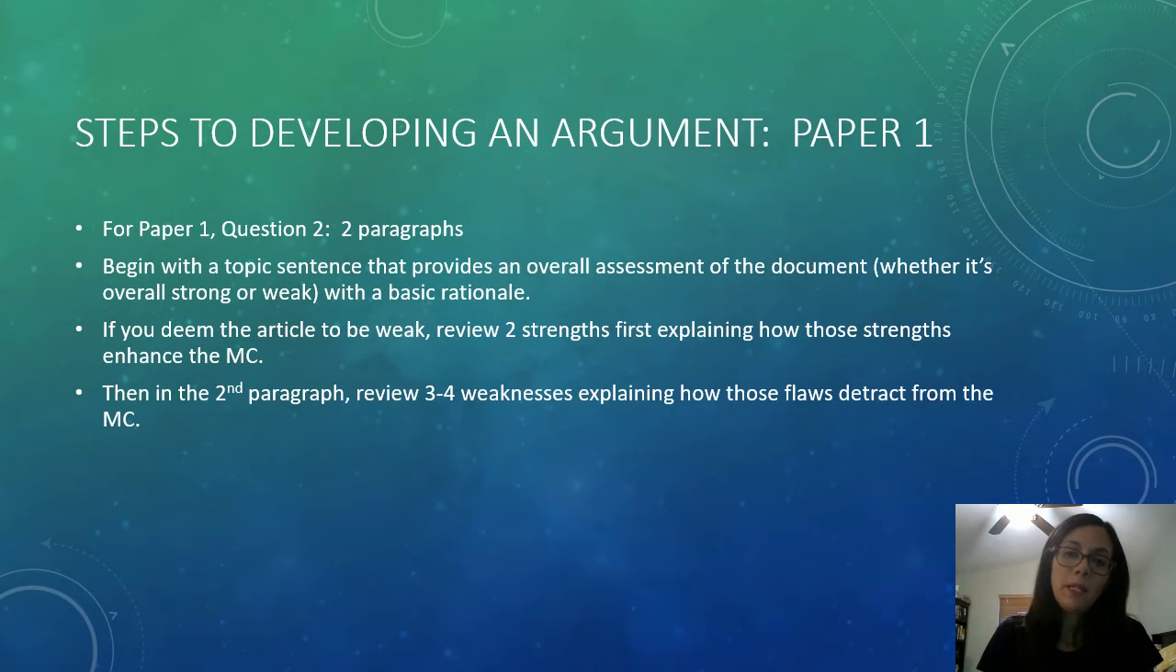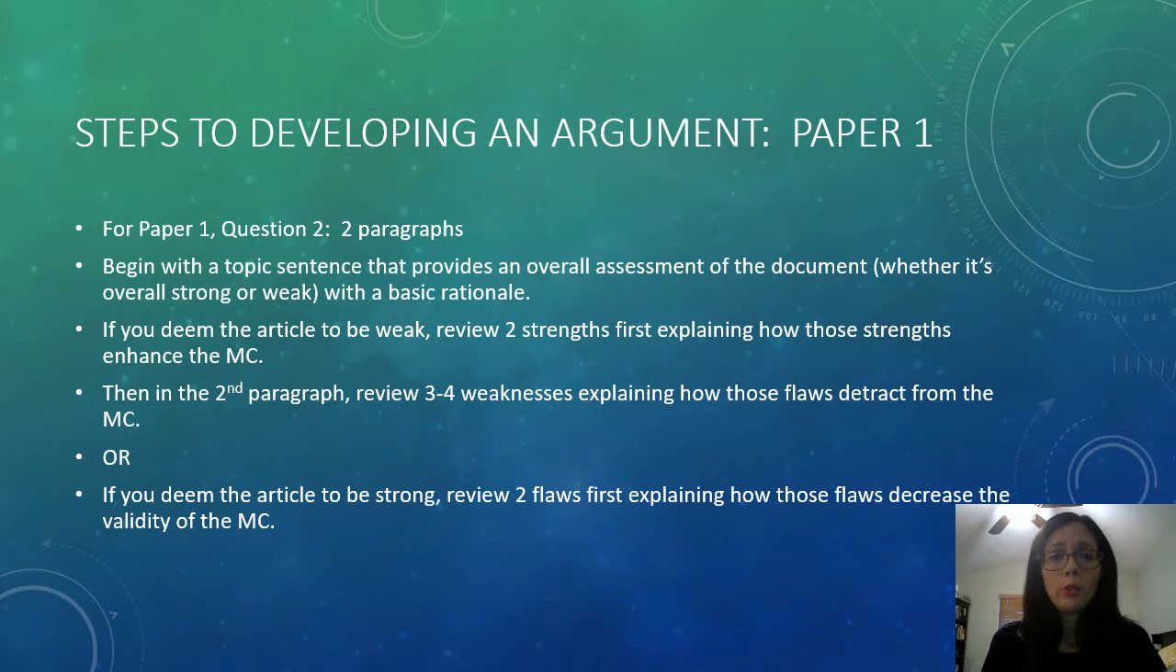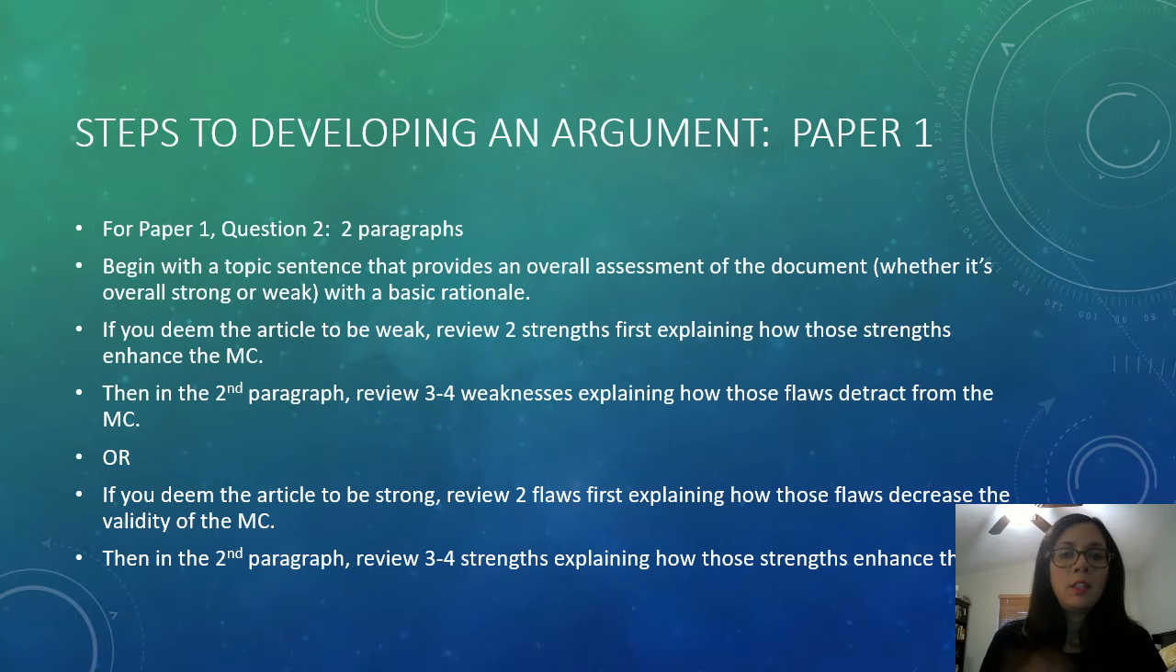Then in the second paragraph, you focus on what your main point is, which in this case is that it's overall weak. So you're going to review more weaknesses than you did strengths. I recommend between 3 to 4. But then same thing, explain how each weakness, in this case, instead of enhancing, detracts from the main conclusion. You do the opposite if you deem the article to be strong. First review 2 flaws, and then you review 3 to 4 strengths in the second paragraph.